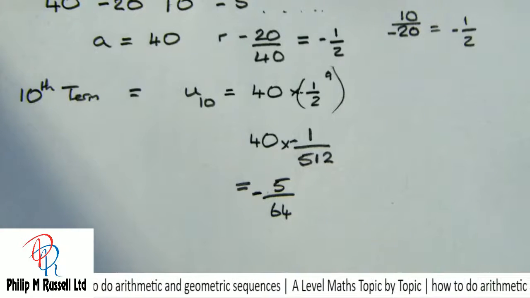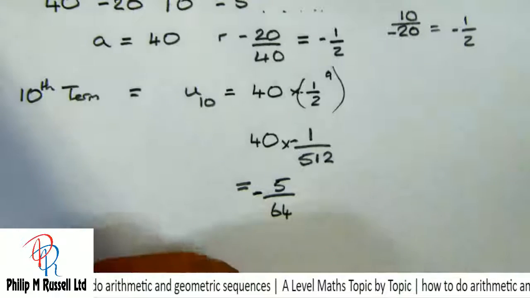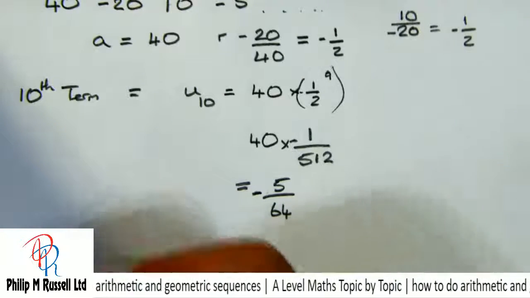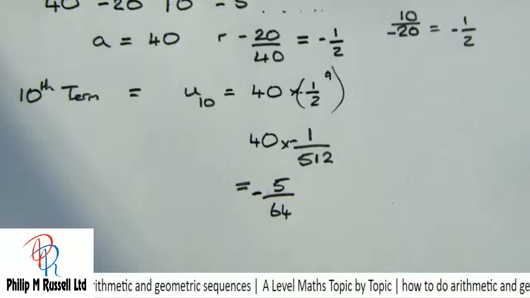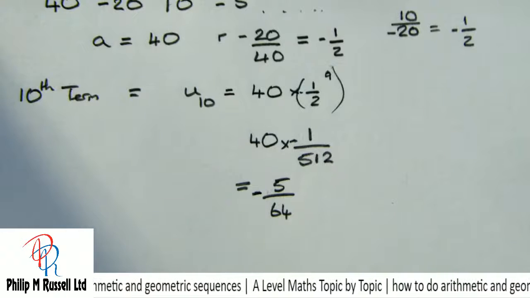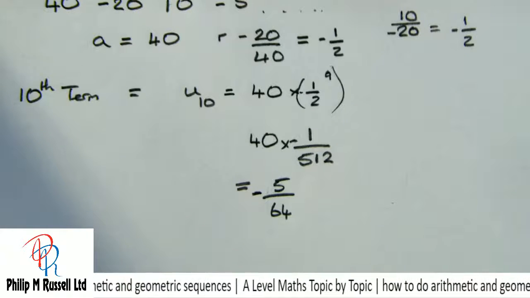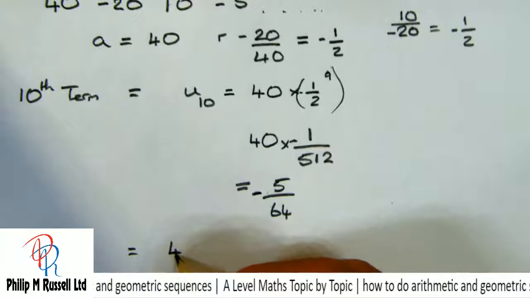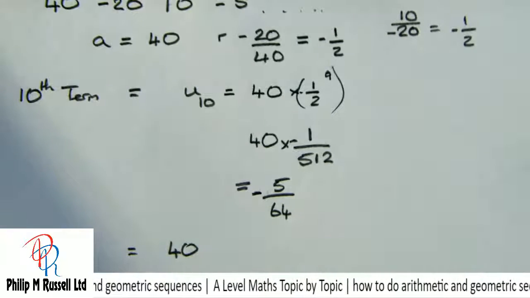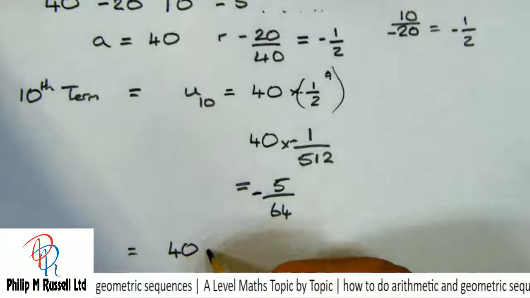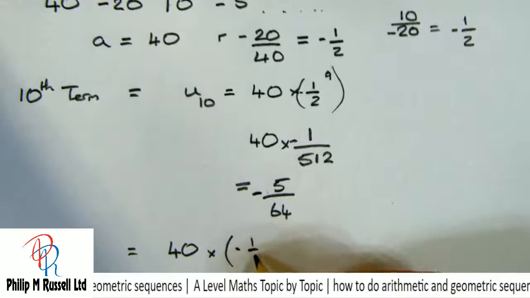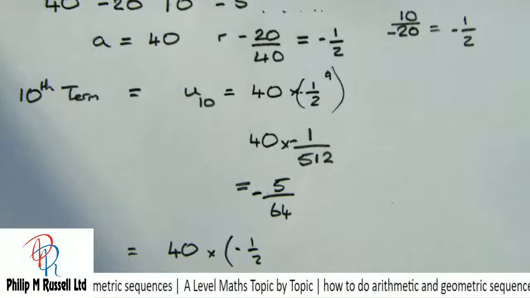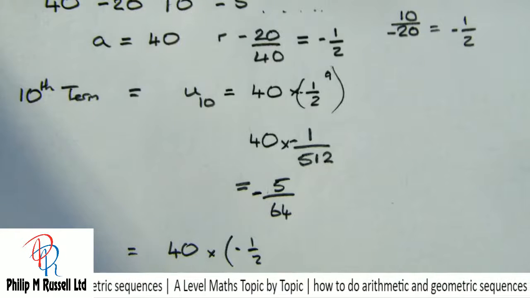If you're asked to work out what is maybe the nth term of this, it's not really quite as nice. So let's see if we can work out what the nth term of this is going to be. The nth term will be 40 here. This is going to be times minus a half to the power of n minus 1.